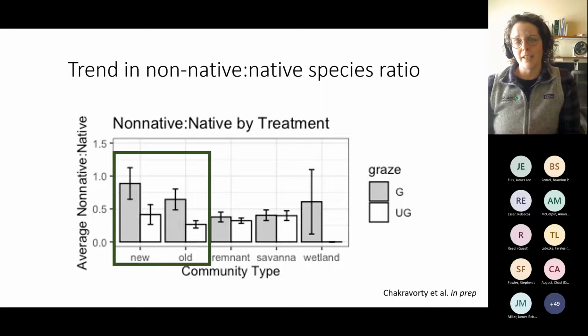And I also want to emphasize this was present in the baseline data before bison. This is actually representing some differences between those plots that we knew about before the bison grazing. But this is certainly a trend that we're watching and are interested to observe. And I also want to emphasize, we only saw this in a couple of the habitat types, the new and the old planted prairies. We weren't observing that in the remnant prairie or savanna prairie.